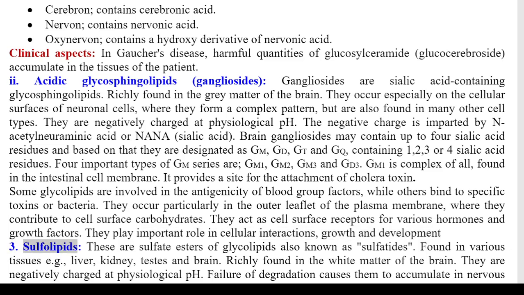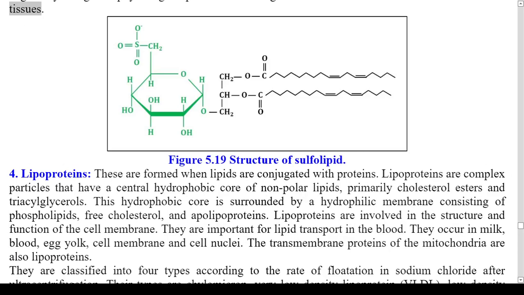3. Sulfolipids, these are sulfate esters of glycolipids, also known as sulfatides. Found in various tissues, for example liver, kidney, testes, and brain. Richly found in the white matter of the brain. They are negatively charged at physiological pH. Failure of degradation causes them to accumulate in nervous tissues. Figure 5.19: Structure of sulfolipid.